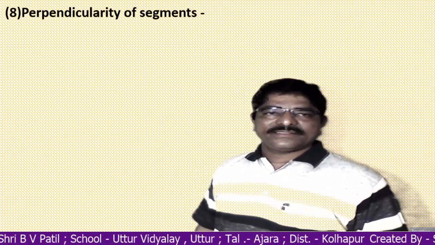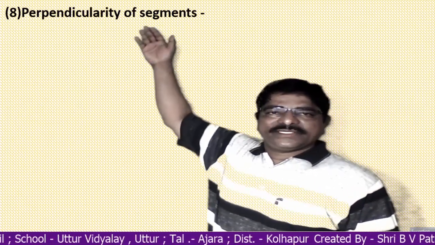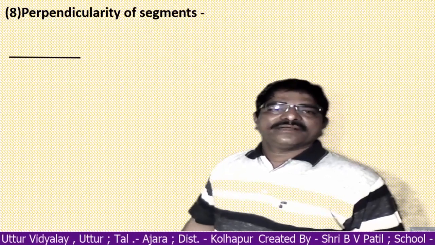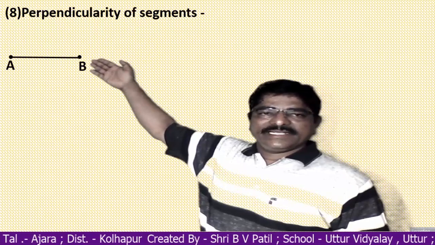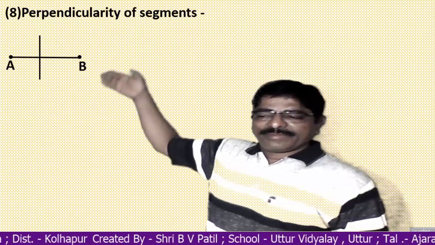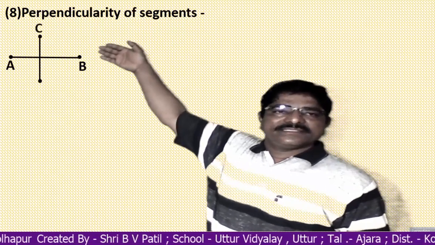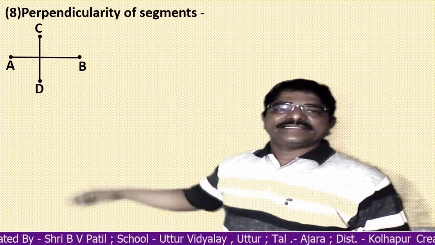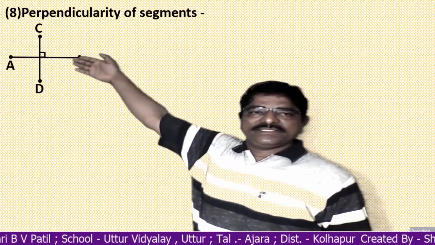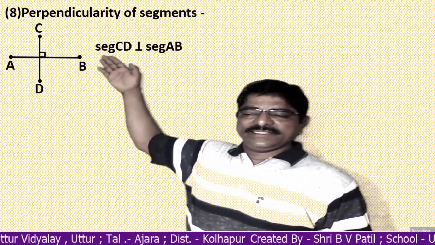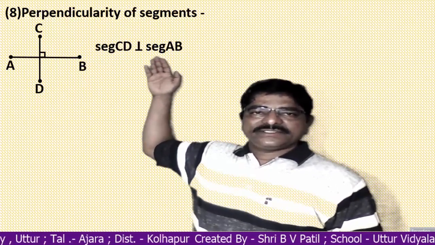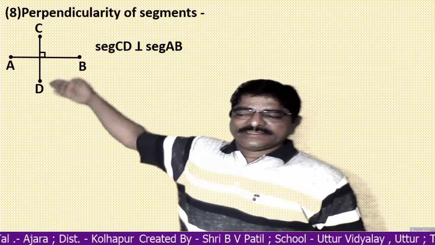Then the eighth part is perpendicularity of segments. First we draw segment AB, and the perpendicular segment is segment CD. That segment is perpendicular here. Then we can say that segment CD is perpendicular to segment AB.